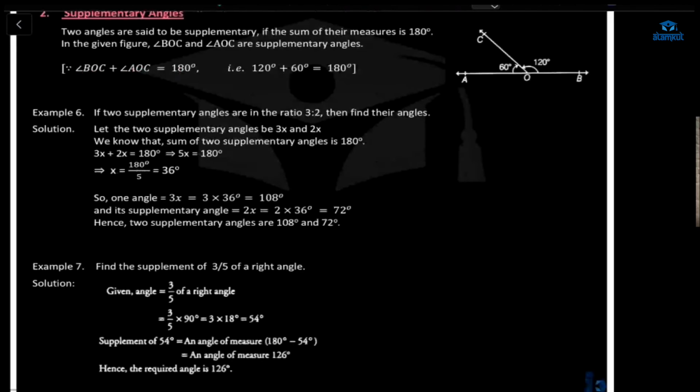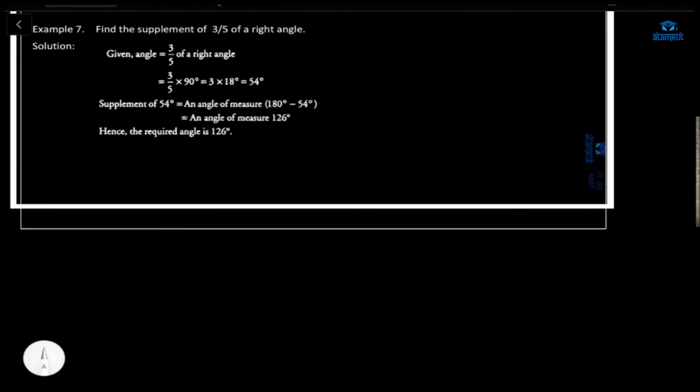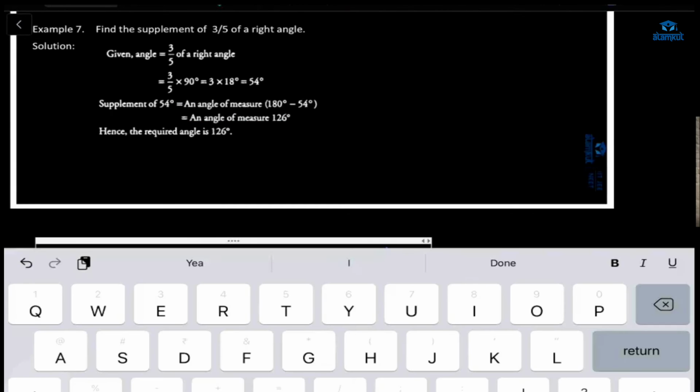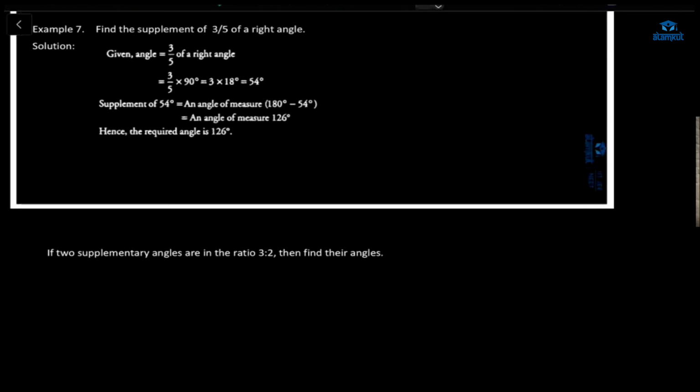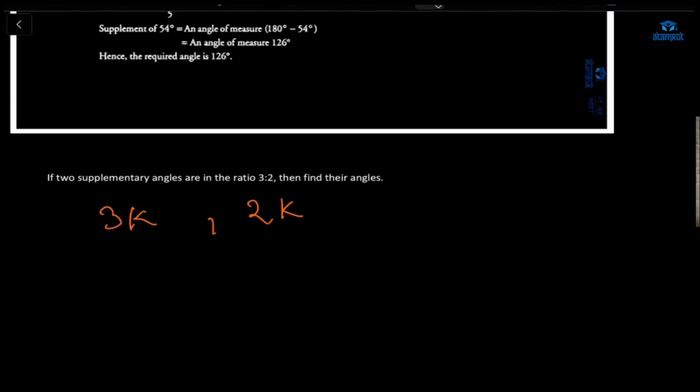Now some questions based on supplementary angles. If two supplementary angles are in the ratio 3:2, then find the angles. They are in the ratio 3:2, that means we can take 3k and 2k, because the ratio is given. Whenever a ratio is given, we add a constant term, because after canceling the terms we get the ratio but we don't know the exact value. So one angle is 3k and the other is 2k.